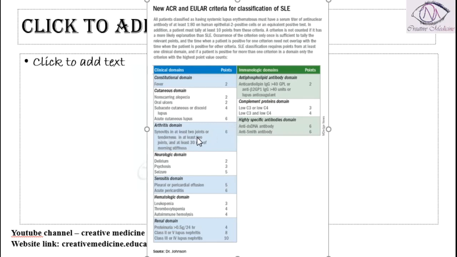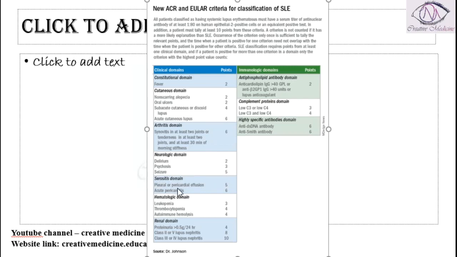For synovitis, it should be present in at least 2 joints, or tenderness should be present in at least 2 joints. Then 6 points are given. In the neurological domain, if the patient has delirium, then 2 points are given. If the patient has psychosis, 3 points are given. If the patient has seizures, 5 points are given.